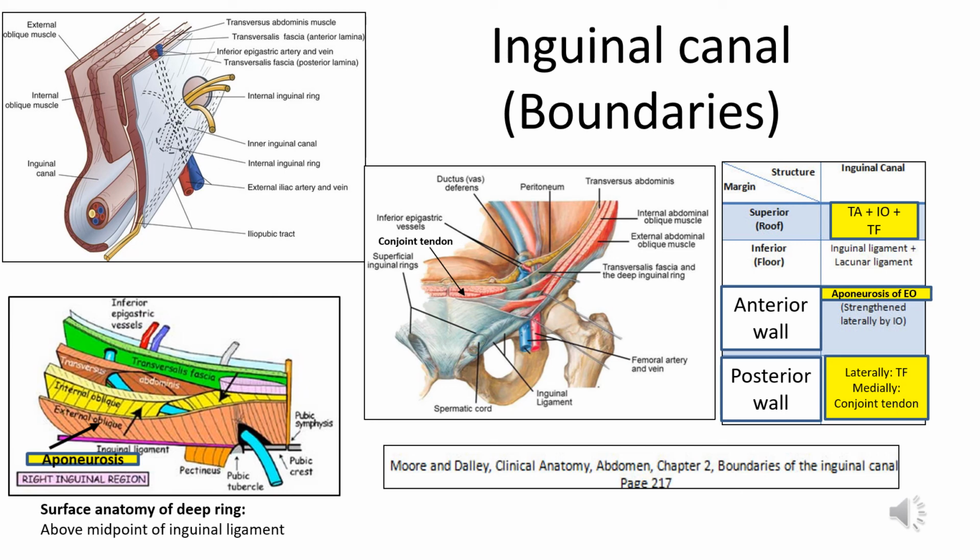The superior boundary, or the roof, of the inguinal canal is formed by the arched fibers of the internal oblique and transversus abdominis muscles, as well as the transversalis fascia. The floor is formed by a combination of the inguinal and lacunar ligaments. The anterior boundary of the inguinal canal is formed by the aponeurosis of the external oblique muscle and strengthened laterally by the internal oblique muscle. The posterior wall is formed laterally by transversalis fascia and medially by the conjoint tendon.